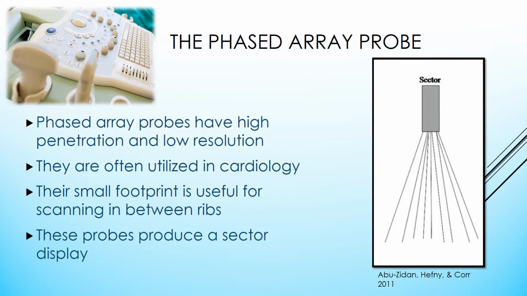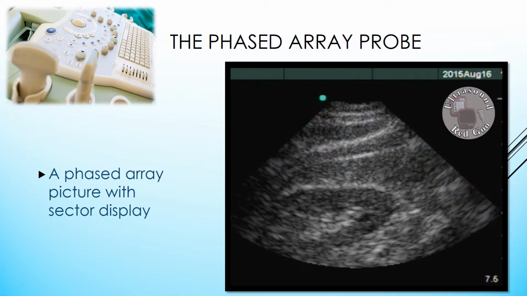Phase array probes have high penetration and low resolution. They are often utilized in cardiology and have excellent temporal resolution. Their small footprint is useful for scanning in between ribs. These probes produce a sector display. A phase array picture with sector display.